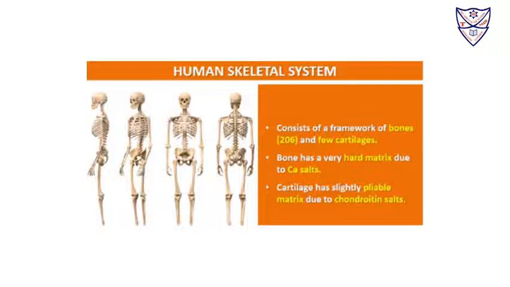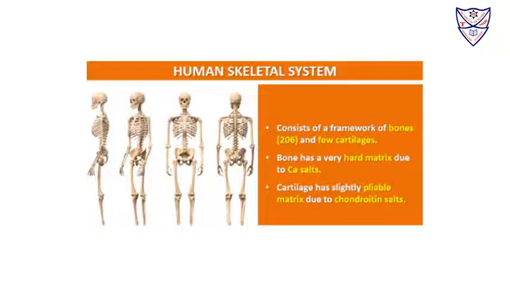The human skeletal system consists of a framework of bones. There are 206 bones in our body and a few cartilages. The bones are what give shape to our body. Without bones, our body would not have any particular shape. These bones have a hard matrix due to the calcium salt which is present there.